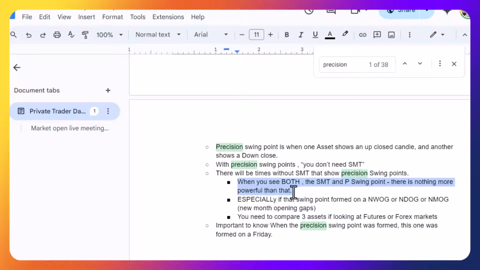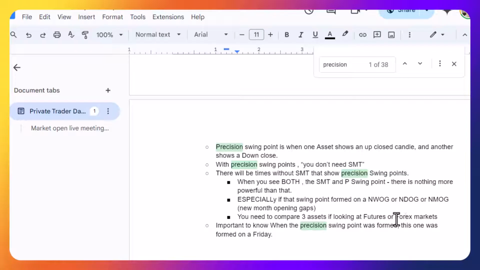These are notes from a video from Trader Day. Especially if the swing point is formed within a gap, like a new week opening gap, or new day opening gap, or new month opening gap. You should be comparing three assets if you're looking at futures and forex. So you could compare ES, NQ, and YM all side by side.